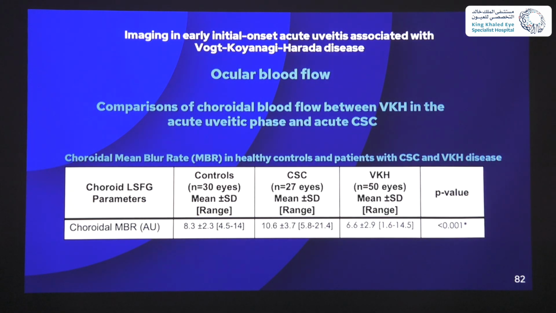The difference was very impressive. This is choroidal blood flow. We had age- and sex-matched control people, 30 eyes. In central serous choroidopathy, we studied 27 eyes, and in VKH, we had 50 eyes. If you look here, this is the normal, 8.3 choroidal MBR. Central serous choroidopathy is significantly more, 10.6, and VKH is significantly less. So the choroidal blood flow in central serous choroidopathy is significantly more than the control, and in VKH it is significantly less than the control.